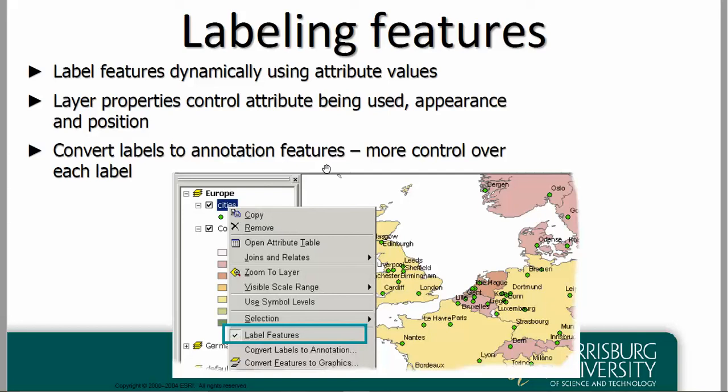We can convert labels to annotation features, which gives us more control. When we just simply label things, it always draws from what the attribute is. So if we went back and changed London's name to something else, it would display whatever we changed it into.